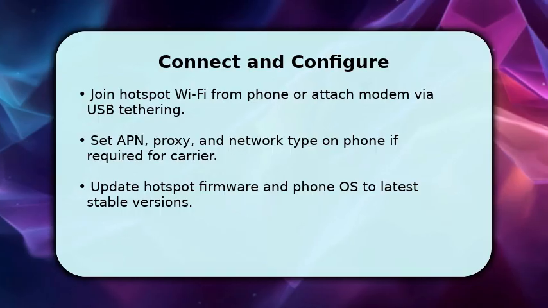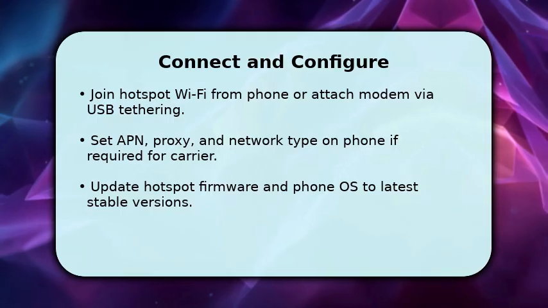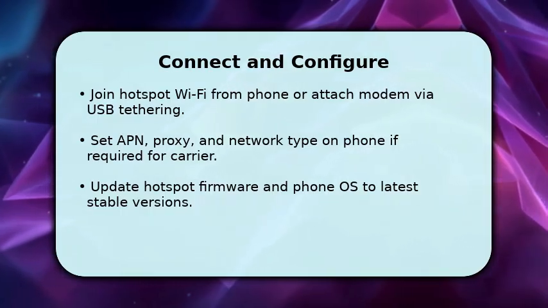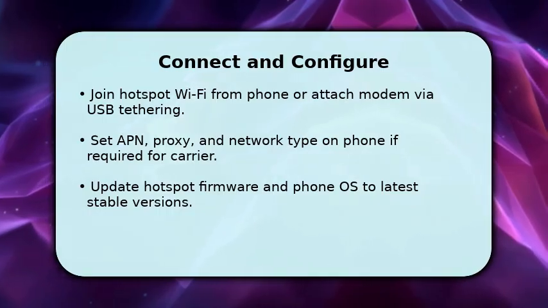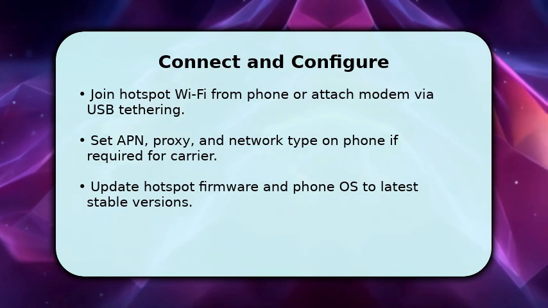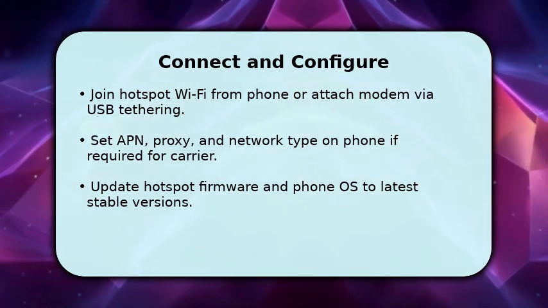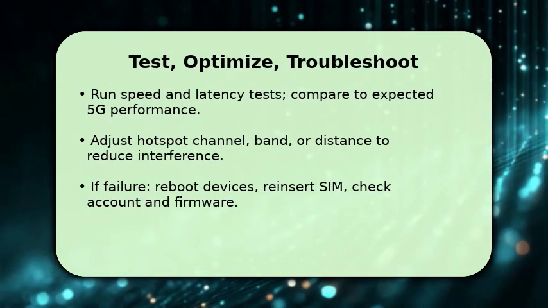Configure APN settings only if your carrier requires custom values. Incorrect APN can block data. Once connected, test for internet and check IP to verify external routing. Also make sure both devices run current firmware and OS updates, because compatibility or security fixes often affect tethering stability and speed. Finally, validate the setup.